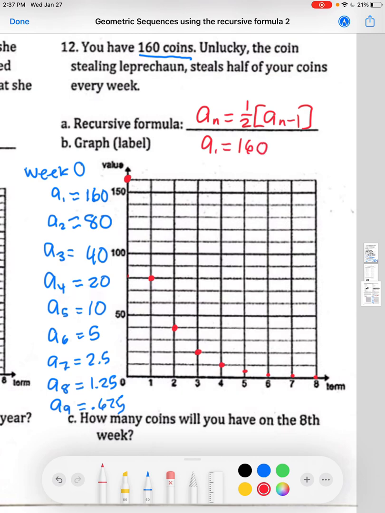How many coins would we have after the 8th week? We would have 0.625 of a coin. Which, honestly, if it was a leprechaun stealing it, they would just steal all your money.